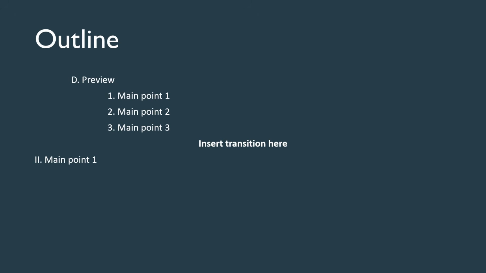Before we learn how to write a proper transition, let's look at this outline example here, as this is what we've learned so far. We can see that the preview, which is the final portion of the introduction portion of the outline, is then followed by here where it says insert transition here. And then you have your first main point. What I'm showing you here is the link between your intro and your first main point.